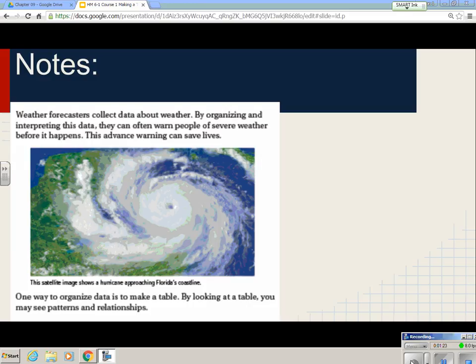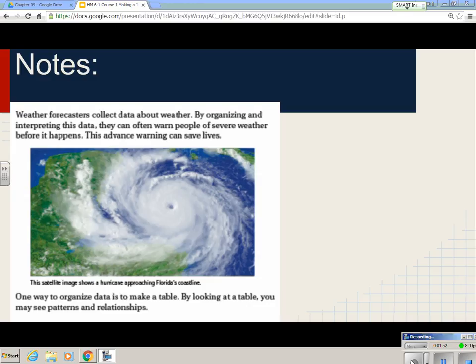Let's talk about weather. We had some interesting weather yesterday, didn't we? And we'll have interesting weather today and probably interesting weather tomorrow, because weather is always happening. So weather forecasters collect data about the weather. They organize and interpret the data, and they usually find information that they need to warn people about in severe weather. The advanced warning that they can get from collecting this data usually helps save lives.